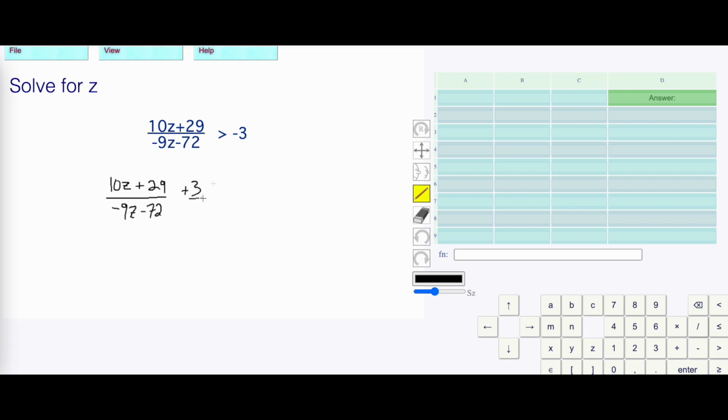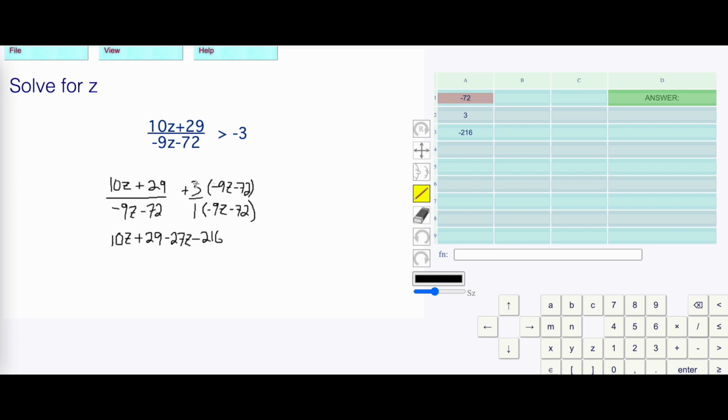That's 3 over 1. To get a common denominator, I'm going to multiply this by negative 9z minus 72. If I multiply the bottom by that, I have to multiply the top by that. On the bottom, I have a common denominator. I can write the whole thing over a common denominator. But on the top, I end up with 10z plus 29 minus 27z. 3 times negative 72 is negative 216.